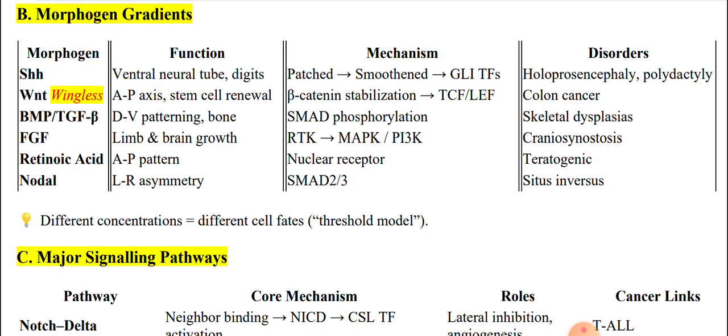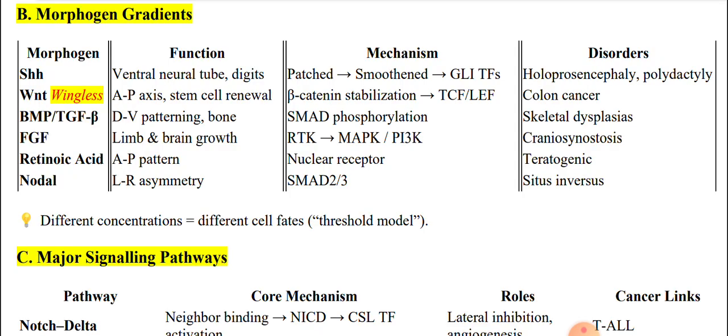Understanding their normal developmental role is key to understanding how they cause disease when deregulated. Let's start with a really famous one, Sonic Hedgehog. Shh. Sounds friendly. What does it do? It's vital. It plays a huge role in patterning the ventral side, the underside of the developing neural tube, and it's also essential for organizing the digits on our hands and feet.